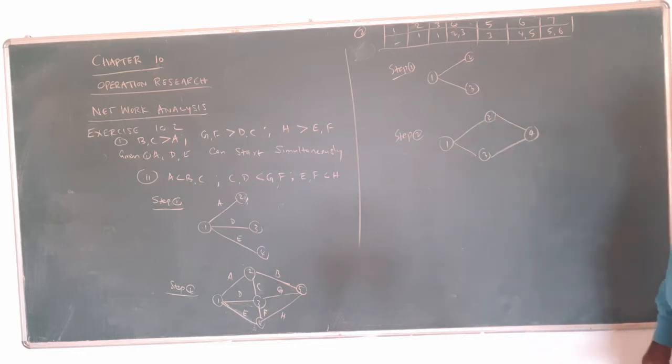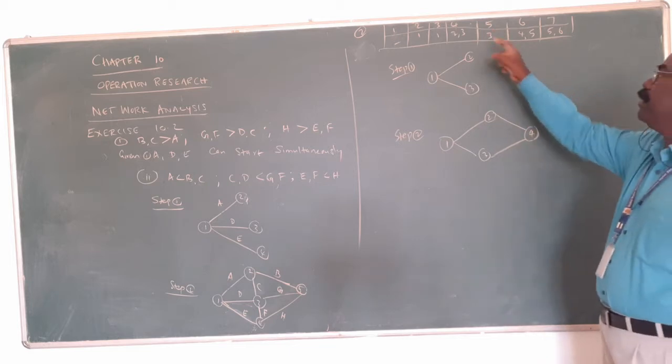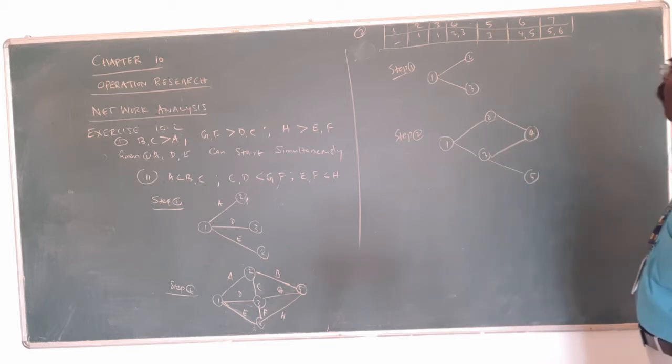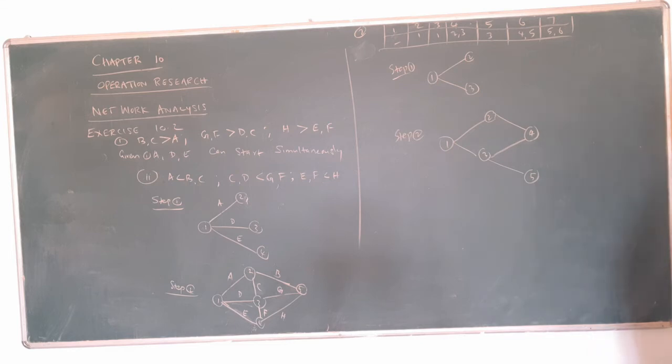Okay? Next. Before 5 is what? Before 5, 3. Next. Before 6 is what? 4 and 5. Okay? Before 7 is what? 5 and 6.